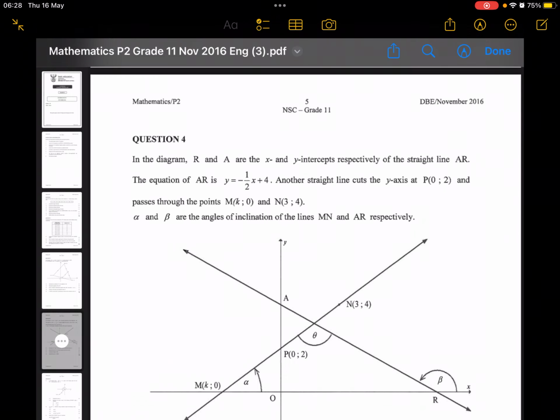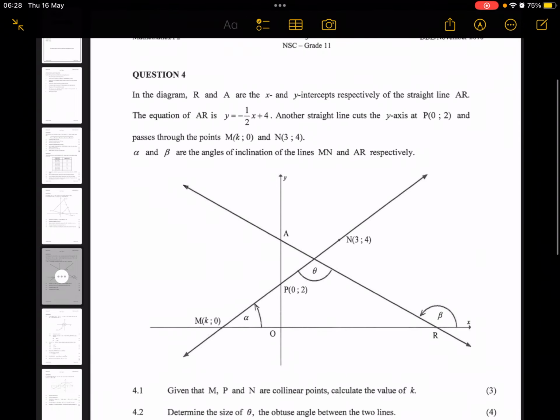Today we're going to be looking at Analytical Geometry from grade 11, and that's the November 2016 paper 2. This question is still applicable to grade 12 learners in question 3, grade 12. But in grade 11, this would be a question 4 or question 3 also.